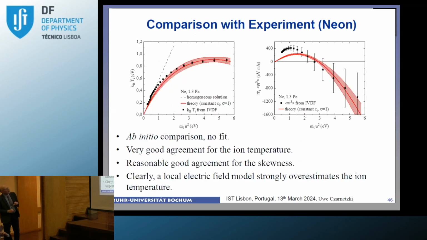Compared to experiments, there's no fitting. This is really an ab initio comparison. And you see for the ion temperature, the comparison is pretty good. It's still quite reasonable for the skewness. Of course, the error for the skewness is expected to be larger than for the temperature. But we can, for the first time, really calculate generally the ion temperature here.